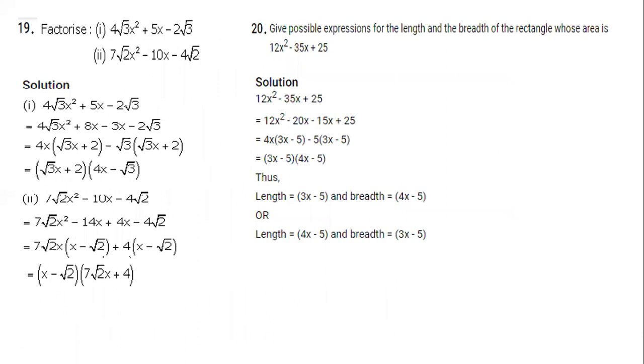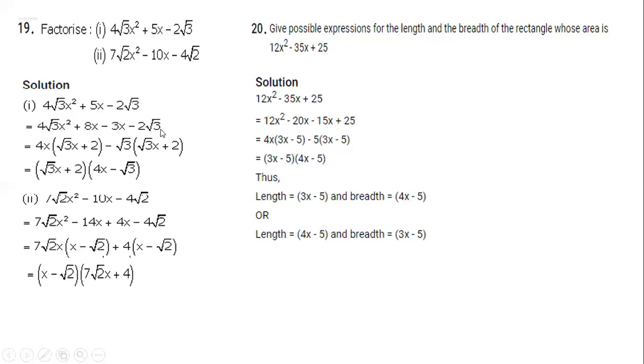Come to the question number 19. Here they demand factorize 4 root 3x square plus 5x minus 2 root 3. Now we have to split the middle term 5x in two parts such that their sum must be plus 5 and their product must be equals to 4 root 3 into minus 2 root 3. Now root 3 into root 3, 3. 4 into minus 2, minus 8. Minus 8 into 3, minus 24. Can I split 5 as plus 8 and minus 3? Because 8 minus 3 gives us plus 5 and 8 into minus 3, minus 24.